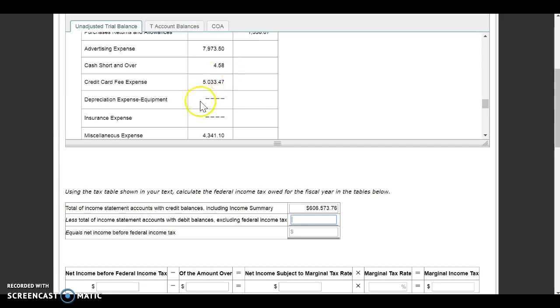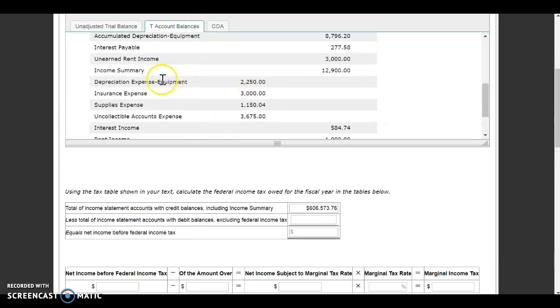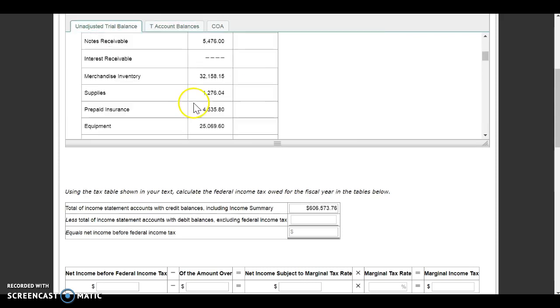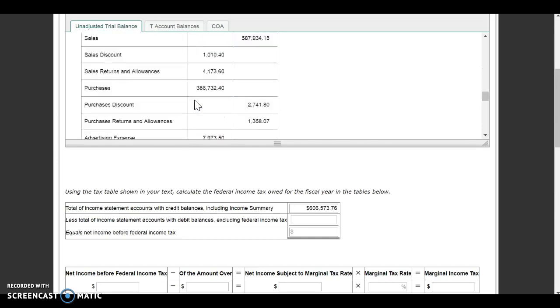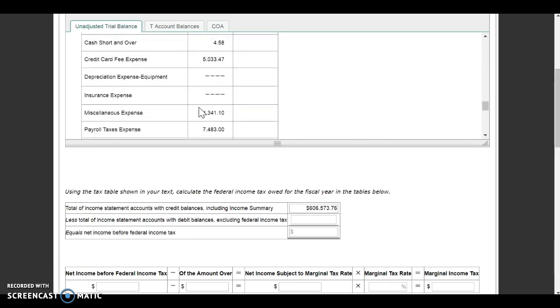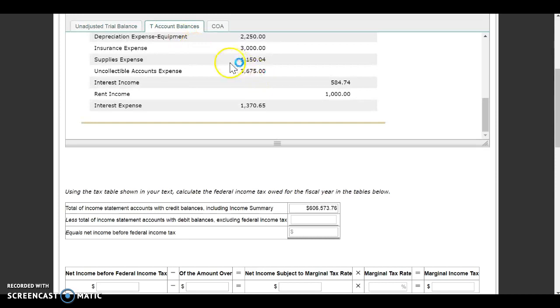Did not change the credit card fee, so $5,033.47. Here I need to make an adjustment, my depreciation expense equipment. So I'm going to look at my T accounts. Here's my depreciation expense equipment, so $2,250. Going back. I wish it would just bring you back to where you left off. Okay, my next one is my insurance expense. So I need to go to my T accounts for that one. My insurance expense is $3,000, so add $3,000.